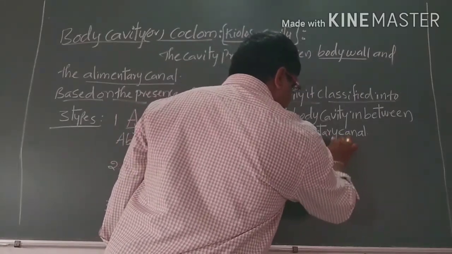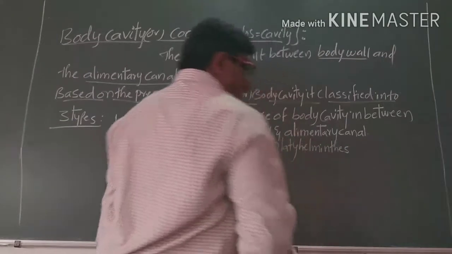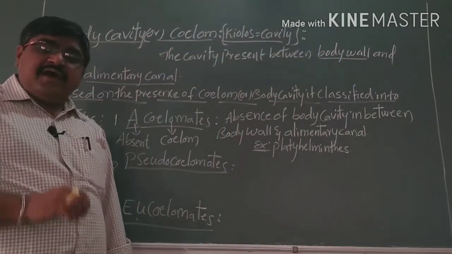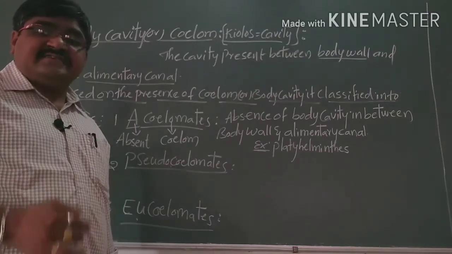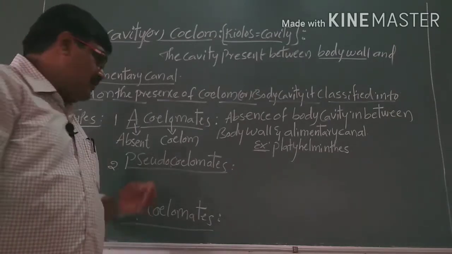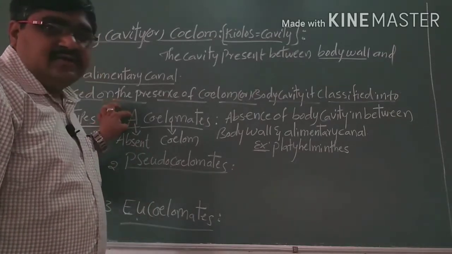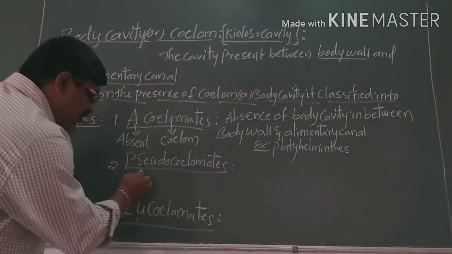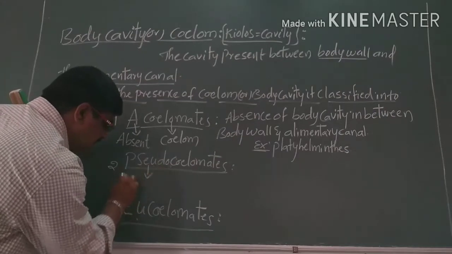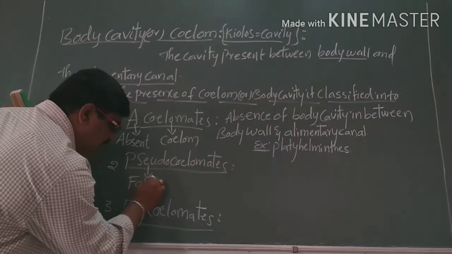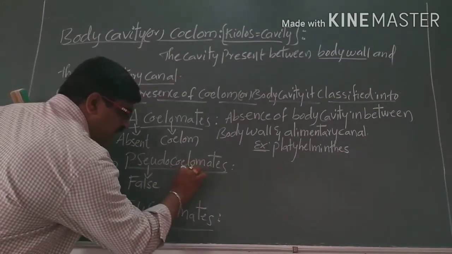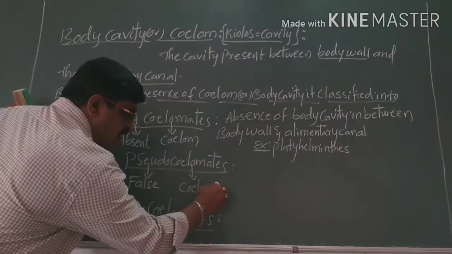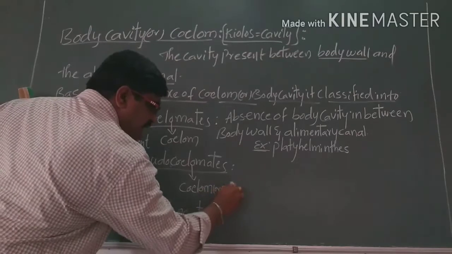In platyhelminthes, the coelom is absent, not present between the body wall and the alimentary canal. Such organisms are called acoelomates. Next, the second one: pseudo means false, and coelom means a cavity or body cavity.